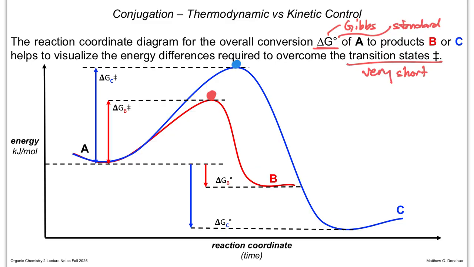The little dagger symbol is telling you the energy of activation to get over that hill. And then you can compare these heights of the red and blue arrows. The kinetic product is B.